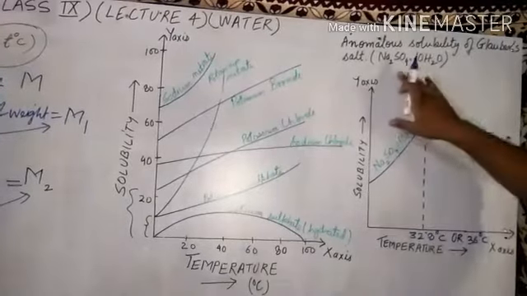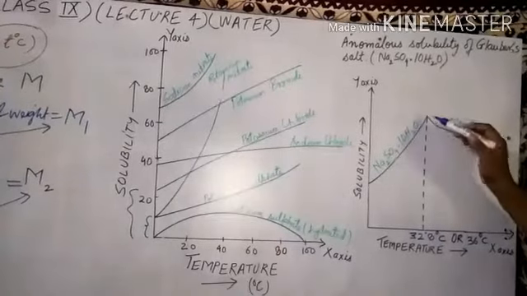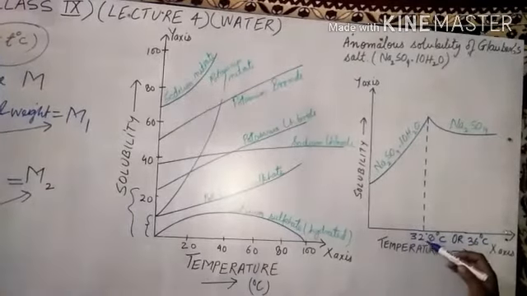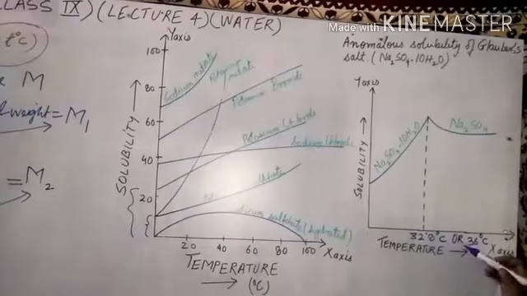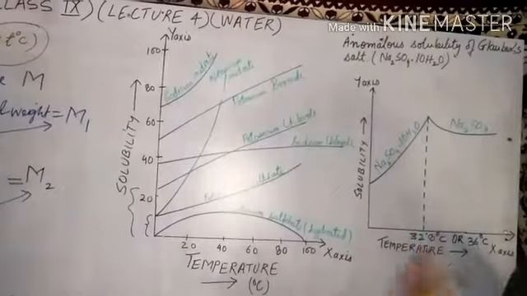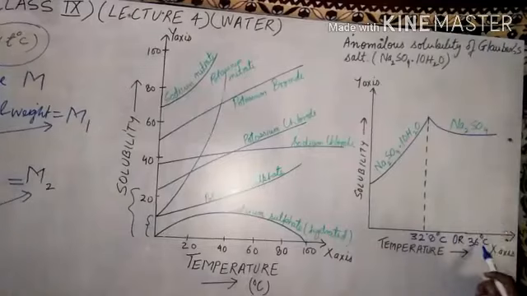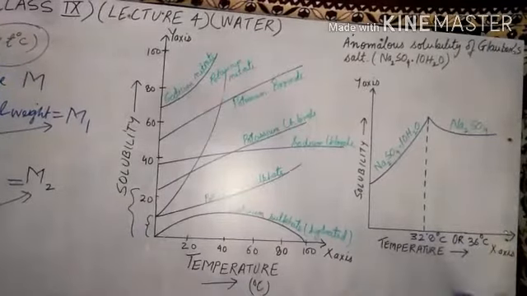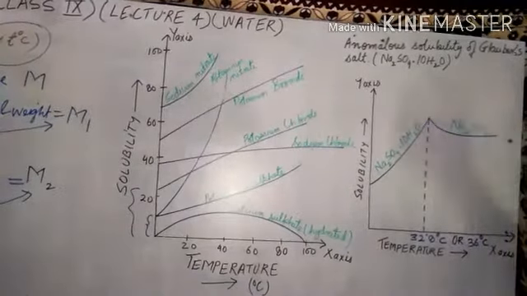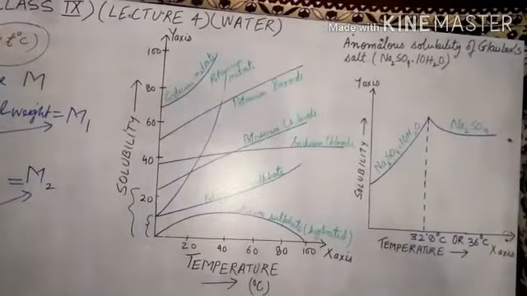Na2SO4·10H2O is Glauber's salt. Its solubility increases till 32.8 degrees Celsius or 36. I have written both temperatures because in some books it is given as 32.8 degrees Celsius and in your book it's 36 degrees Celsius. So you can take 36 degrees Celsius also, no problem. It varies from book to book, so you may take the data from your book. So for Na2SO4 there is an increase and then a slight decrease when we raise the temperature. This is the critical point, 32.8 degrees Celsius.